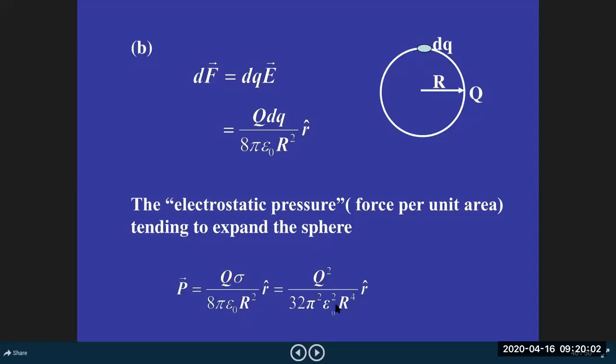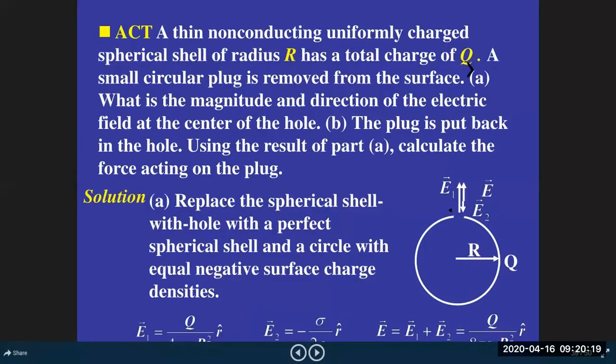Then you will get this result. How will you calculate the sigma? You know well that sigma is surface charge density, the total charge on the surface of the cell divided by the surface area of the cell. So the total charge on the surface of the cell is Q in the question given here. Total charge on the surface is Q.